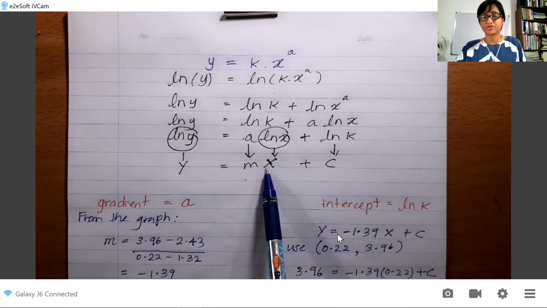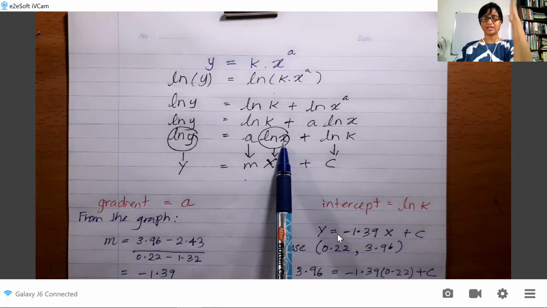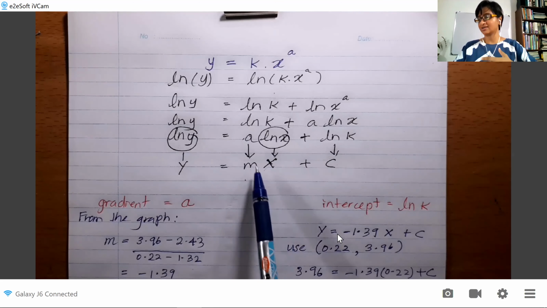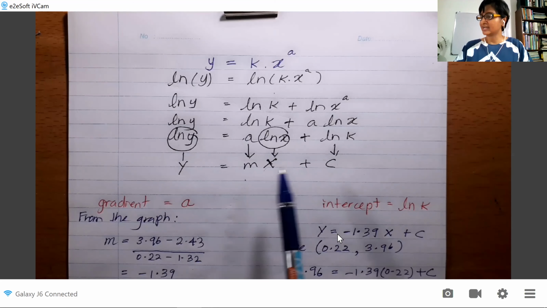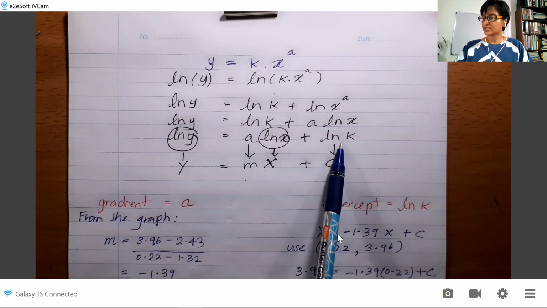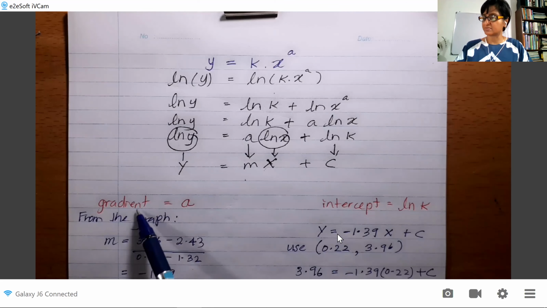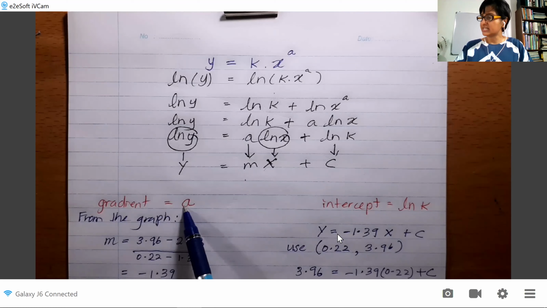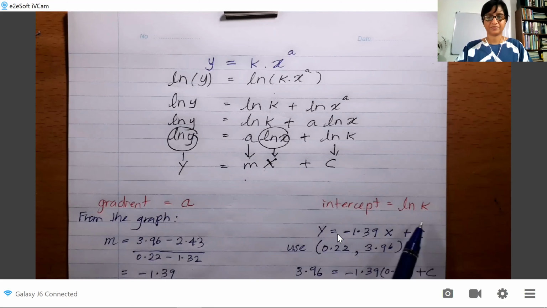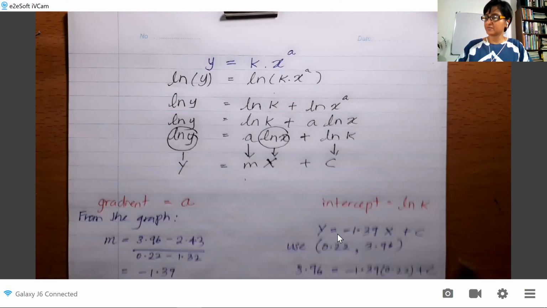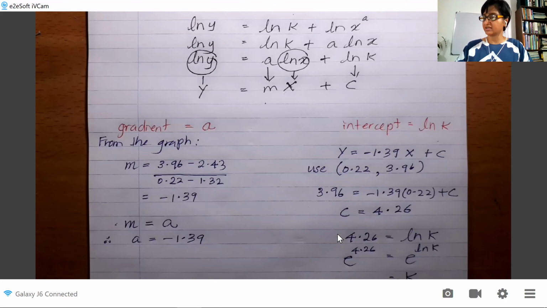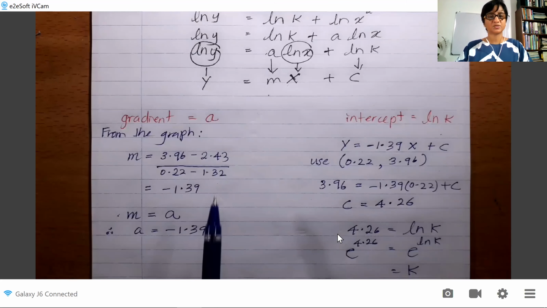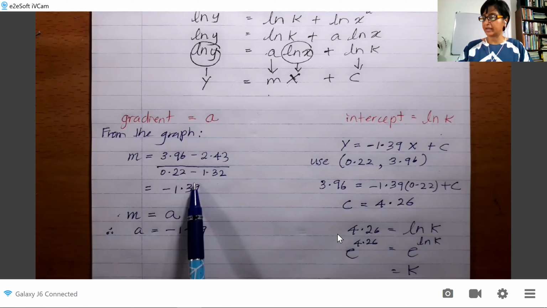Because the graph has been drawn ln y versus ln x, your new y is ln y. Your new x is ln x. And ln k is your c. So I have first written down the 2 relationships. My gradient m is a. The intercept is ln k. Right? So first I worked with the gradient because I can easily find it from the 2 points given. So using the graph, I calculated m.